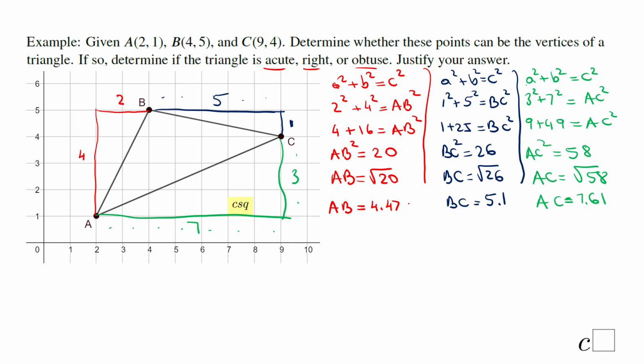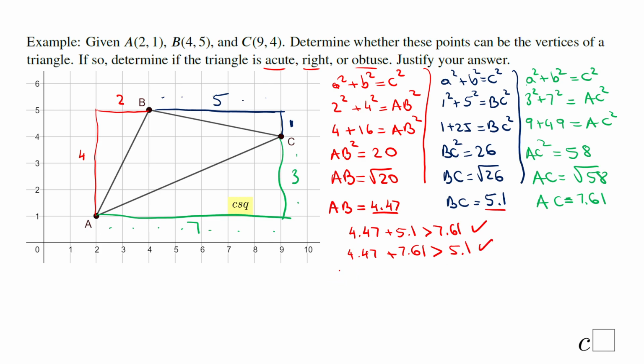You want to take a look and add these two guys, 4.47 plus 5.1. Is that greater than 7.61? It is, right? So that works. Then you're going to do 4.47 plus 7.61. Is that greater than 5.1? It is, right? So it's accomplished.